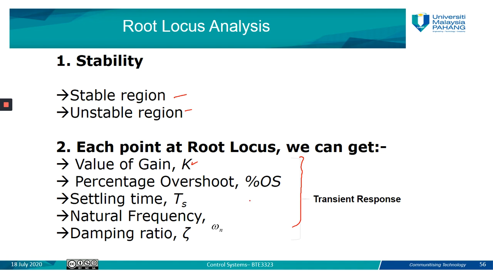If you apply the method to find the root locus by using MATLAB, and you generate the root locus using MATLAB, on the graph of the root locus, if you place your pointer on the graph, you are going to see many parameters related to the value of k, overshoot, settling time, natural frequency, and also damping ratio. So from the graph we can find all these values. Settling time, natural frequency, and damping ratio are more related to the second order system transient response.